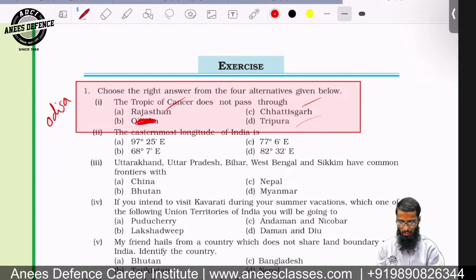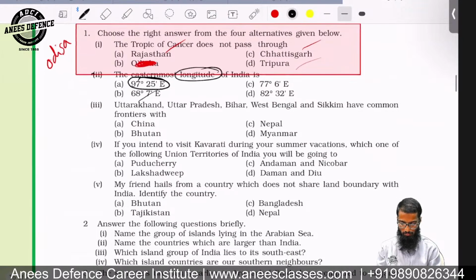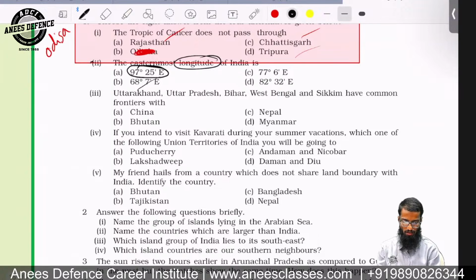So now next is the easternmost longitude of India. So it is 97 degrees and 25. Right? This is the easternmost. This is the western. Uttarakhand, Uttar Pradesh, Bihar, West Bengal, Sikkim have common frontier with which country? So it is China.